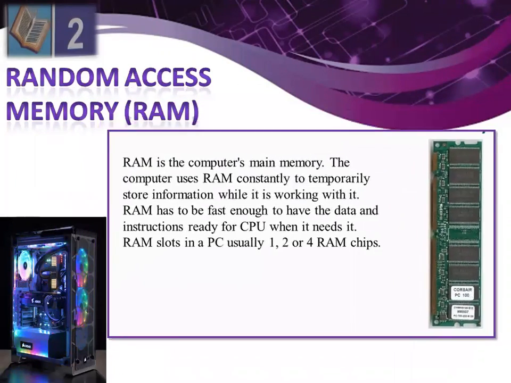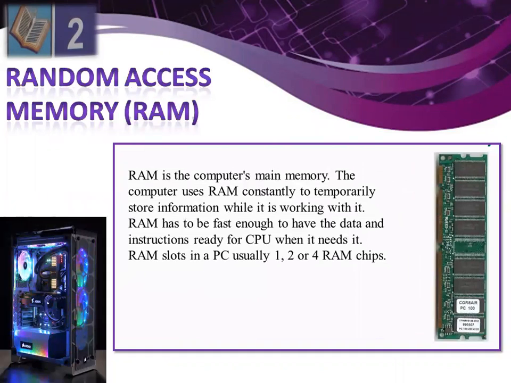So dear students, basically RAM is the computer's main memory. The computer uses RAM constantly to temporarily store information while it is working with it. RAM has to be fast enough to have the data and instructions ready for the CPU when it needs it. RAM slots in a PC usually hold 1, 2, or 4 RAM chips. So you have RAM slots on your motherboard and you can insert 1, 2, or 4 RAM chips.